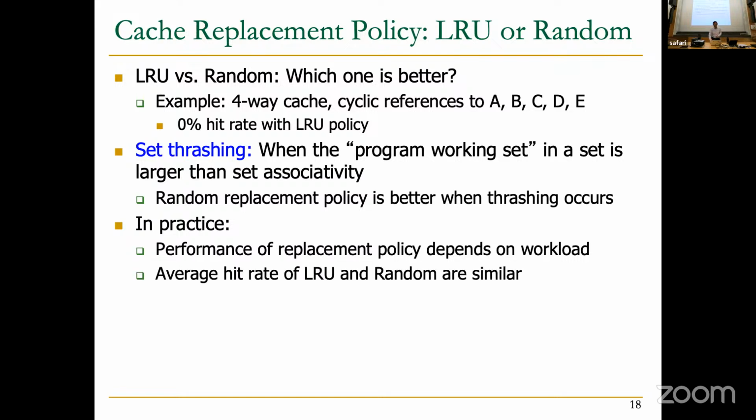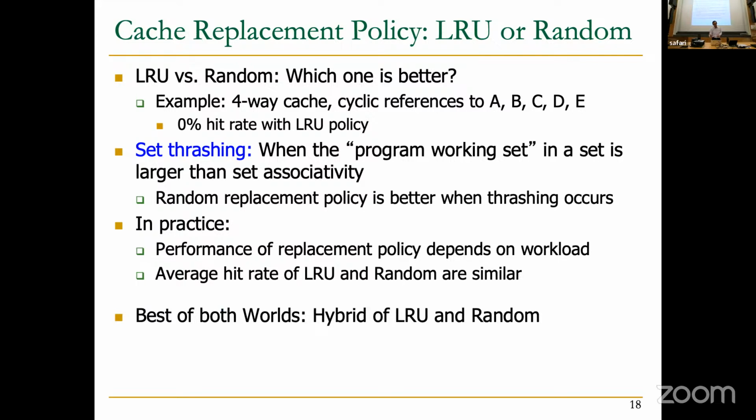And the average hit rate, it turns out, if you average across many, many workloads, the average hit rate of LRU and random are similar. This also shows that set thrashing happens a lot in real workloads. Of course, it depends on your associativity, but with associativity like 8, 16, 32, it happens a lot. Okay, so the best of both worlds is basically having hybrid replacement policies. LRU is good for some access patterns. Random is good for access patterns that are not thrashing the cache.